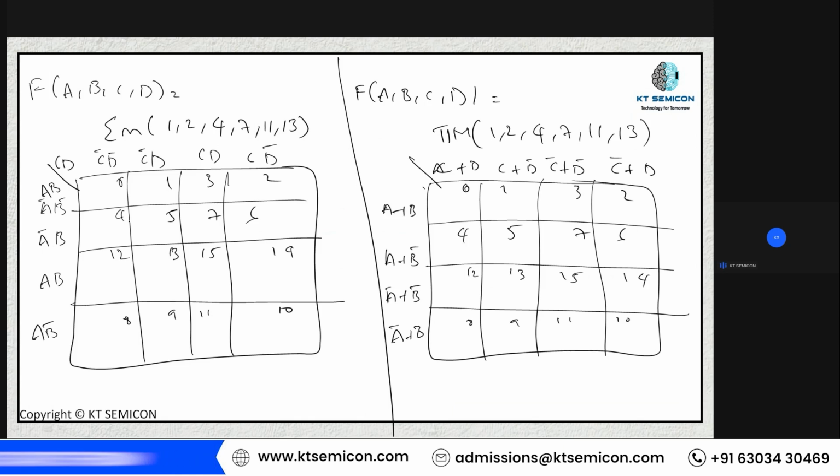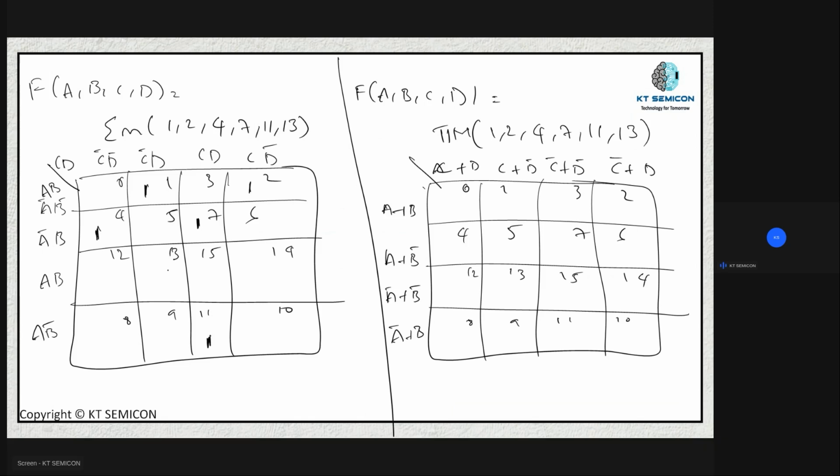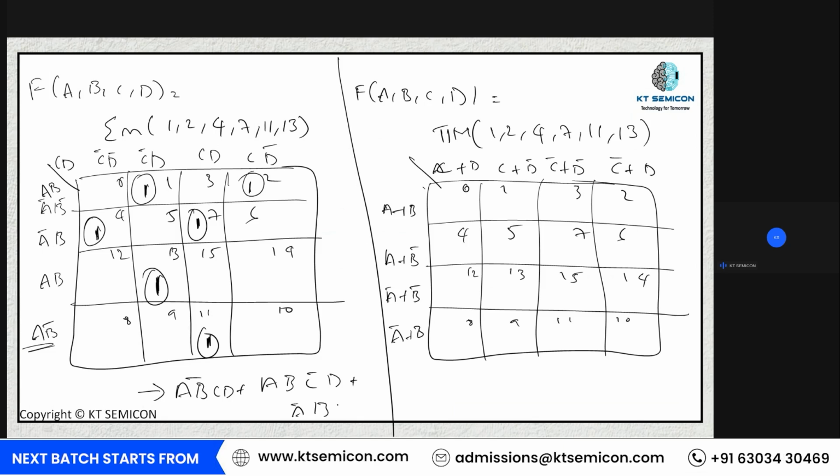So 1, 2, 4, 7, 11, 13. Let me mark them: 1, 2, 4, 7, 11, and 13. Okay. So I can see that nowhere can I group them, right? It is individual grouping like this. There is no adjacent pair at all, right? So the terms which we are going to get are A B bar C D plus A B C bar D plus A bar B C D plus A bar B bar C bar D plus A bar B bar C bar D.